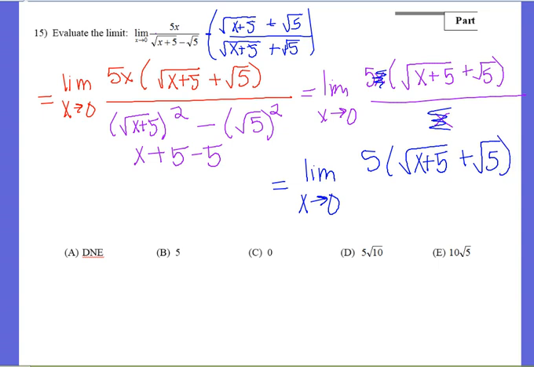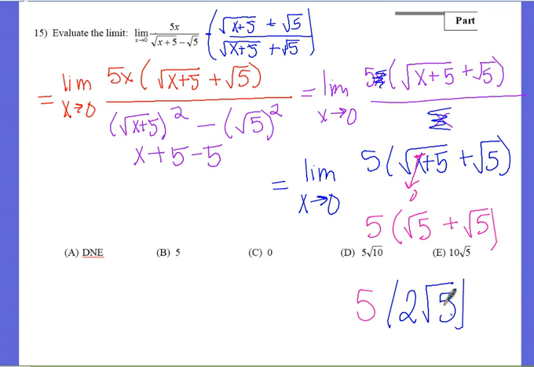What does that give me? Now that the denominator no longer causes an issue, I can substitute in 0 right there, and I get 5 times the square root of 5 plus the square root of 5. Remember? Inside, square root of 5 plus the square root of 5 makes 2 square roots of 5. 5 times 2 makes 10 square roots of 5. There are your multiple choice.